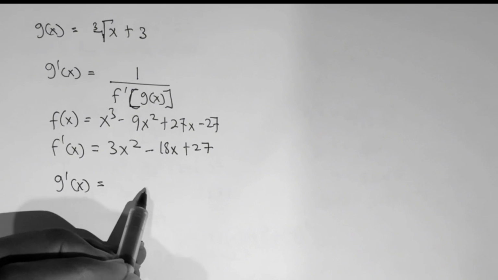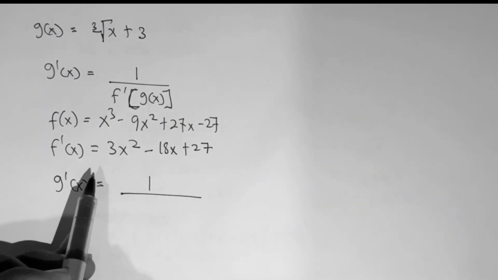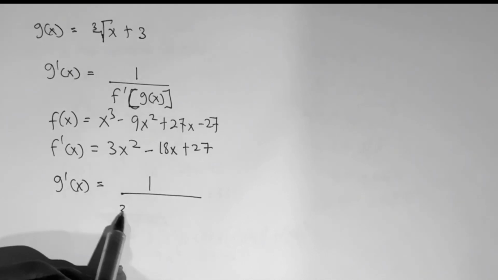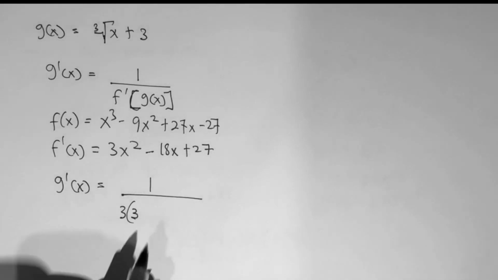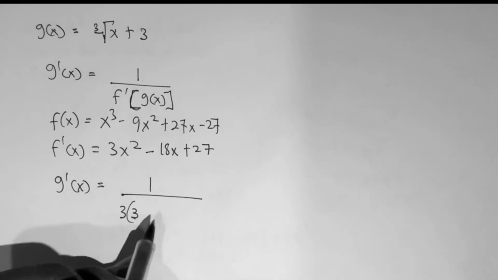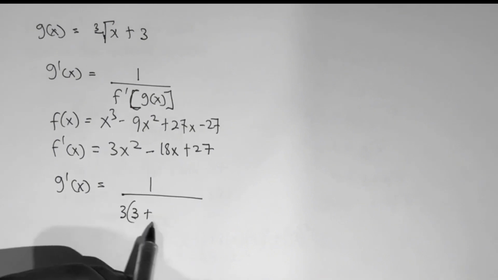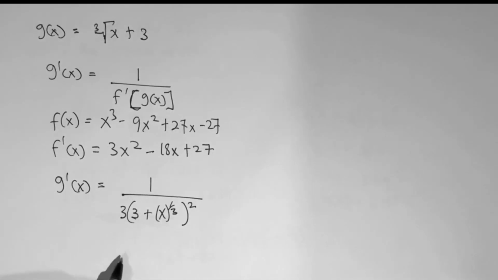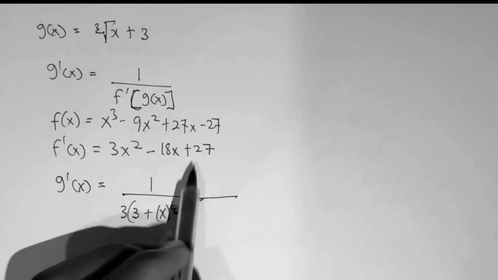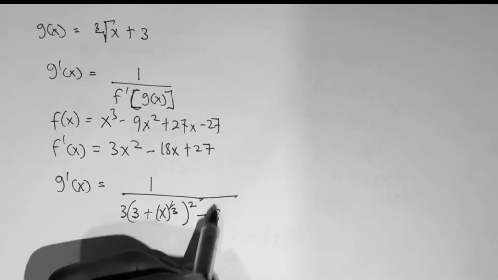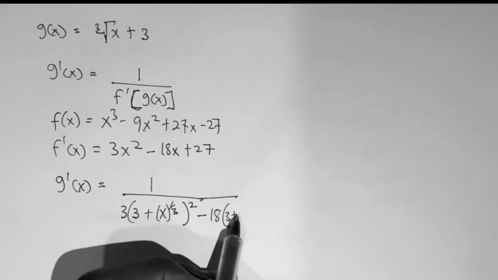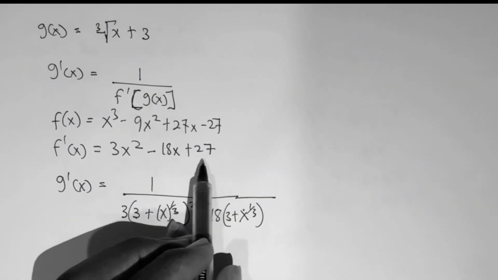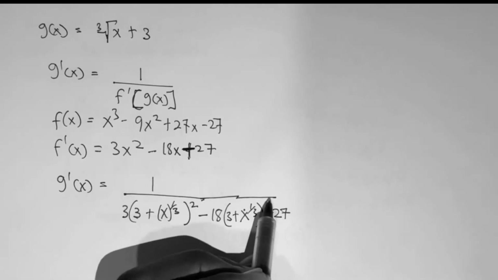So g prime of x is equal to 1 divided by, now we found g of x as the cube root of x plus 3. So this becomes 3 times 3 plus, now the cube root of x I want to write as x exponent 1 over 3, all squared. Then here's minus 18x, so minus 18 times 3 plus x exponent 1 over 3. Then the last one is plus 27.